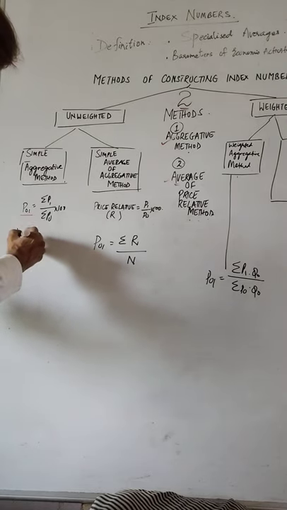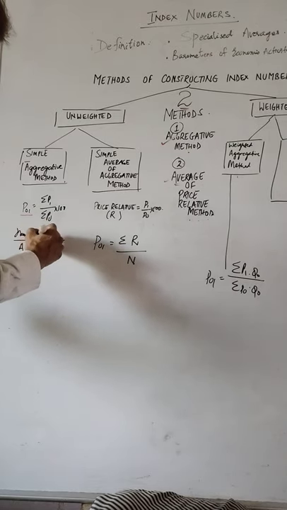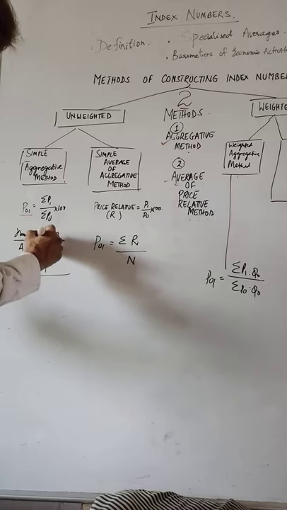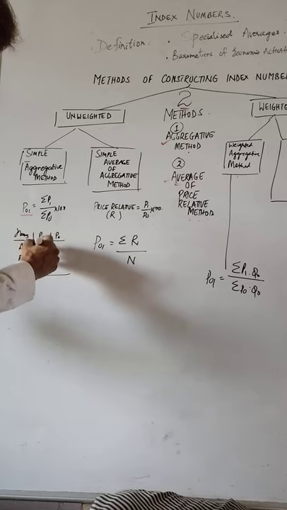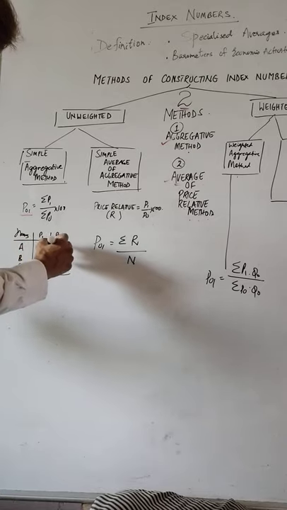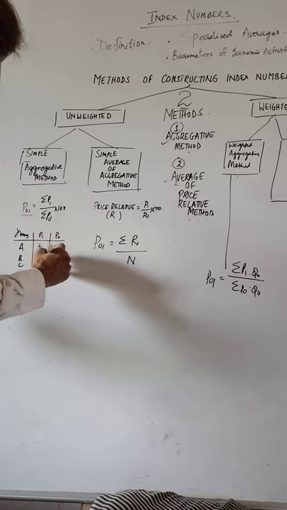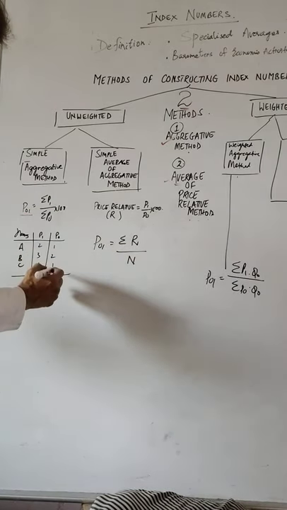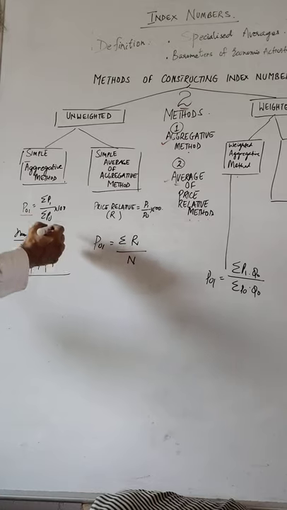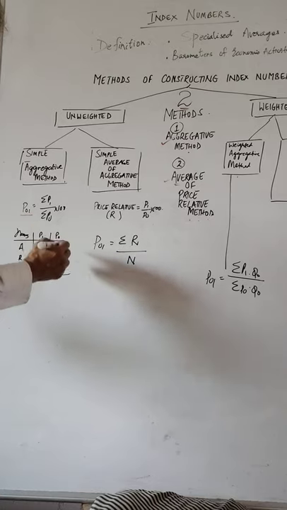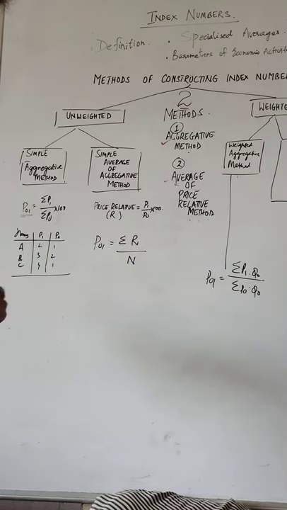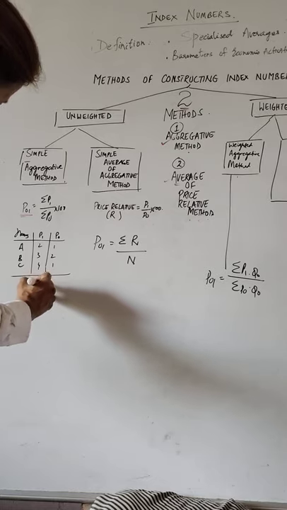Suppose there are items A, B and C. Suppose the current year price is P1 and the base year price is P0. So we take the current year prices, say 2, 3, 4, and the base year prices, maybe 1, 2, 1. What we do is add these up. We add up P1, we add up P0, and we multiply it with 100 to get the index number.